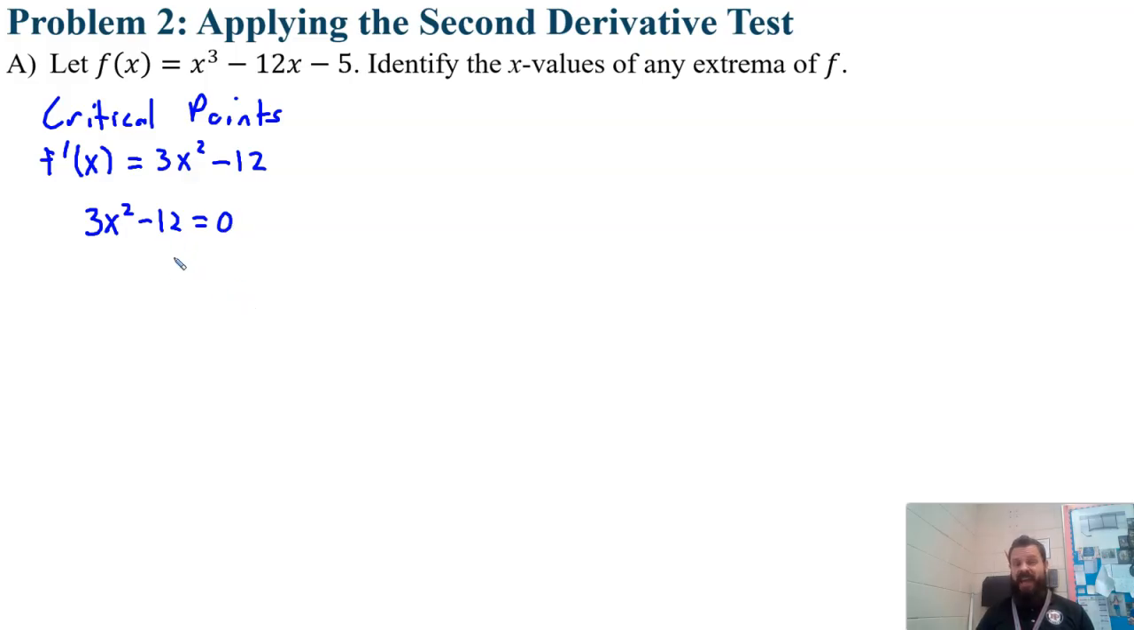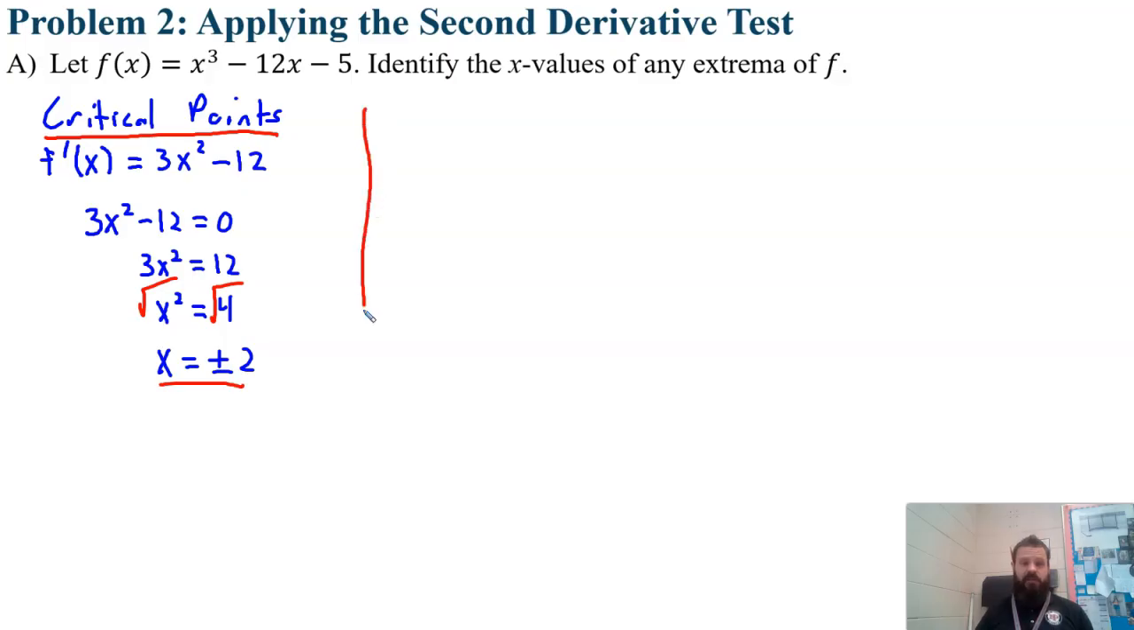Solving this, we can add 12 to both sides. We can divide both sides by 3. And we can take a square root on both sides of the equation. So we'll say that x is equal to plus or minus 2, plus or minus because we took the square root. Those are the critical points, the points where we could potentially have a minimum and maximum. Again, we'll use that second derivative test to determine if they are in fact mins and maxes.